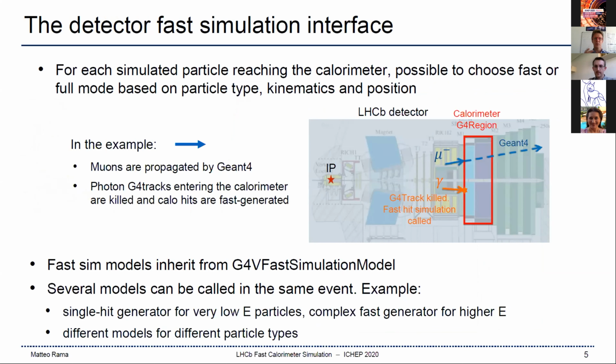We are developing an interface which makes it possible, for each simulated particle which reaches the calorimeter, to choose whether the particle should be simulated in fast or full mode inside the calorimeter, depending on the particle type, the kinematics, and the entrance position of the particle. In this example, the muons reaching the calorimeter, which is represented by the red box, are still propagated by Geant4, while the photon G4 showers are killed at the entrance of the G4 region and then are fast generated.